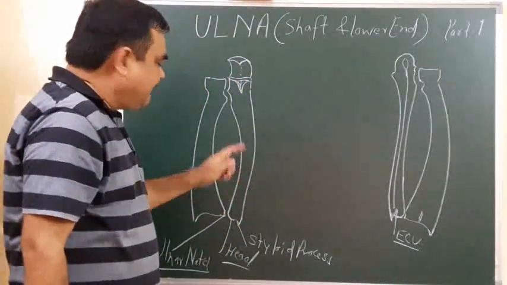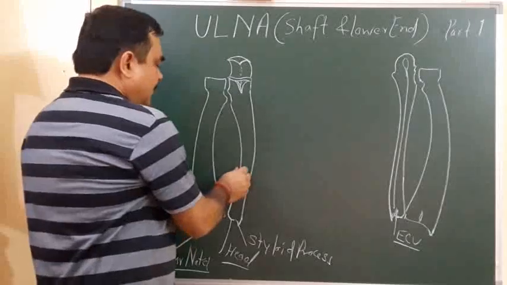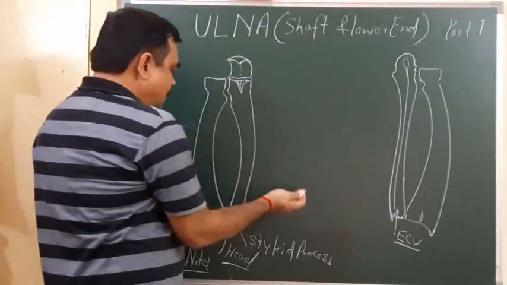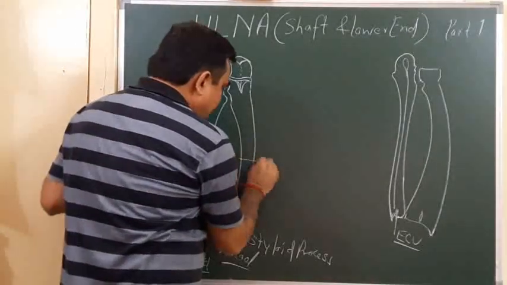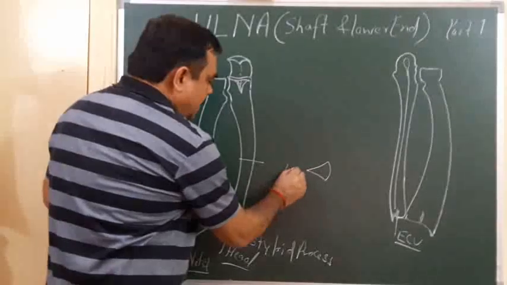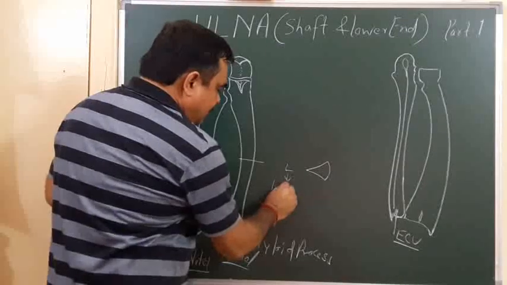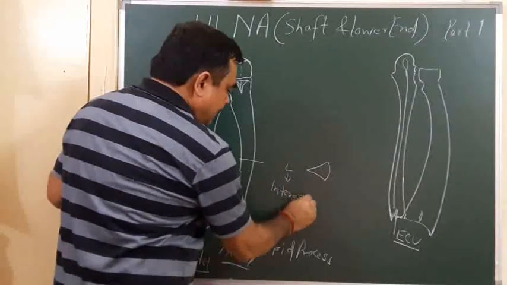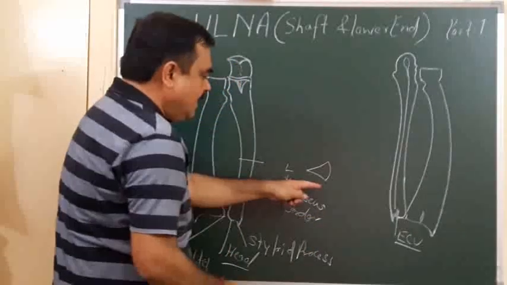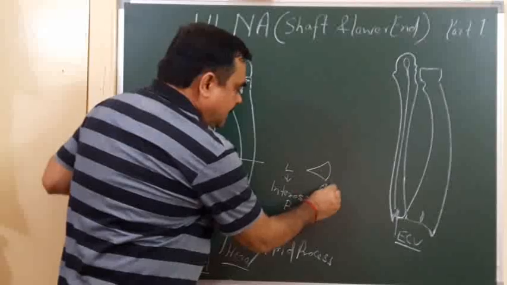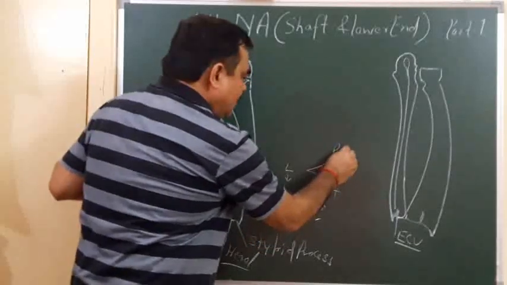Now we'll discuss the shaft of the ulna. This is the right-hand side of the ulna. If you cut a section at this level, you will find it is like this. This border is the lateral border. It is also known as the interosseous border. And here is the anterior border. This is the posterior border.